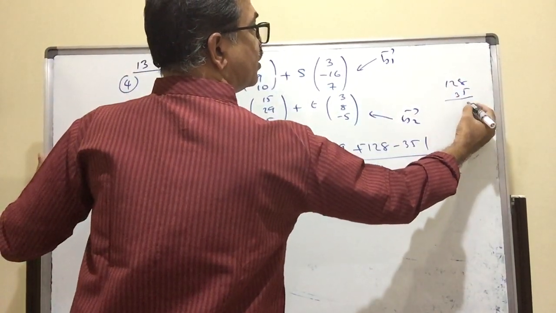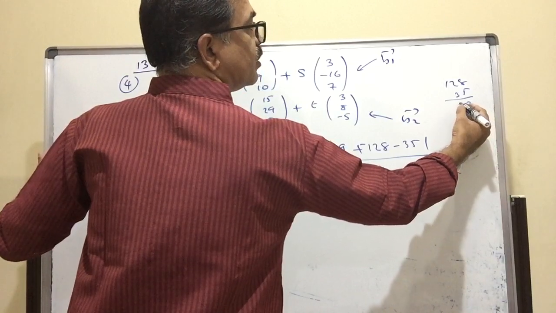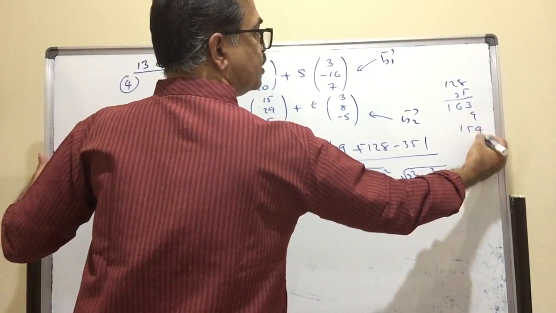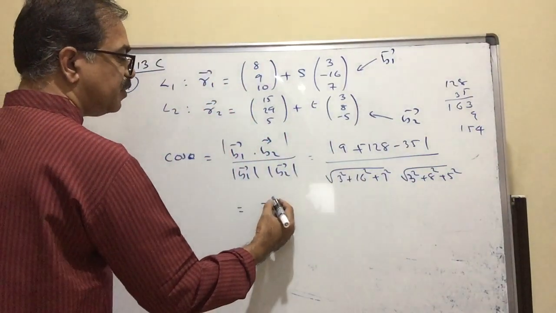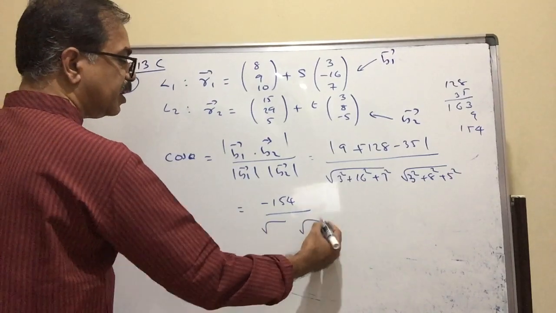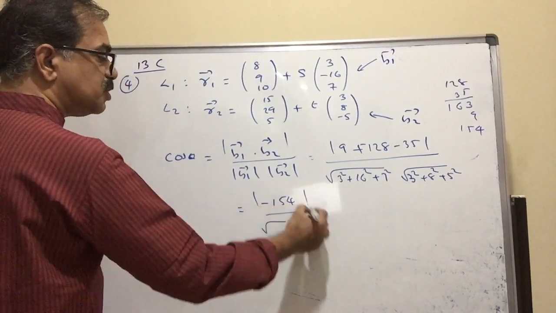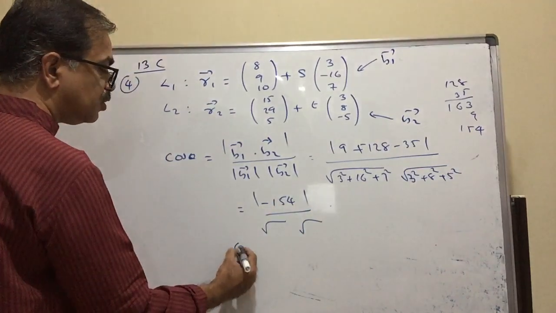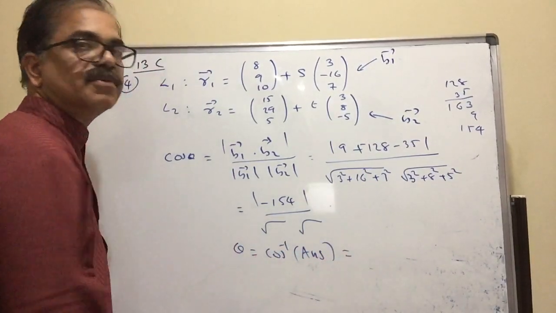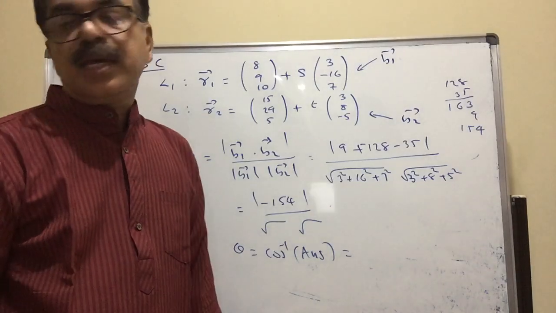128, 35, 163 minus 9, so 154, negative 154 divided by, you put into the calculator, get the answer, and whatever answer, of course, absolute value sign, which makes it 154, so theta will be cos inverse of whatever answer you have here, that gives you the angle.